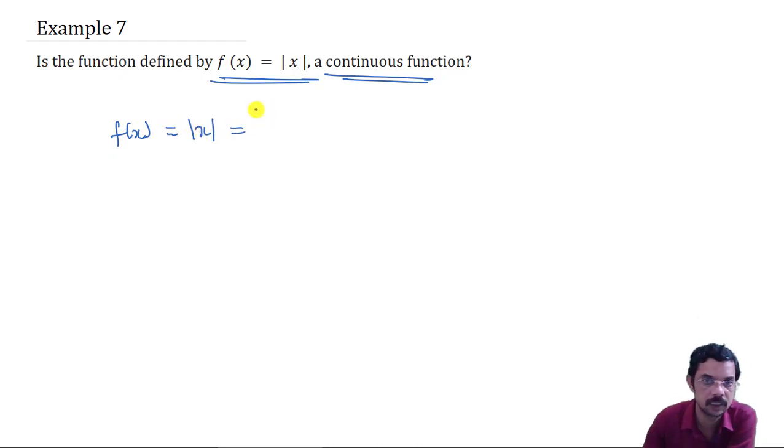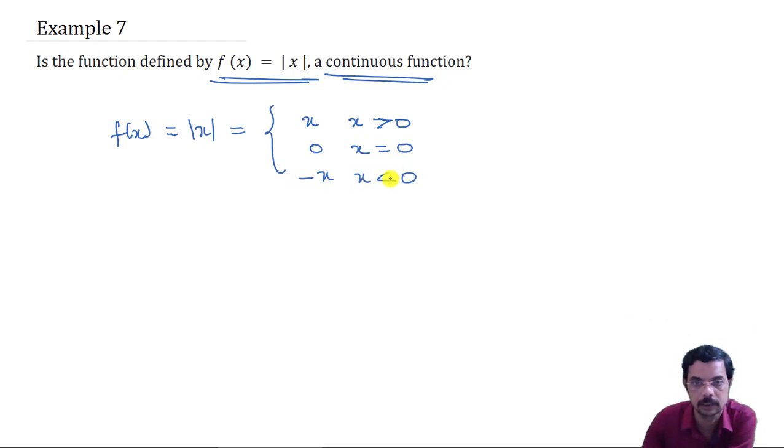What is modulus of x? Modulus of x is a piecewise defined value. It is equal to x when x is greater than 0, it is equal to 0 when x is equal to 0, and it is equal to minus x when x is less than 0, right? It is defined like this. Now let me take any value which is less than 0. Let c be a negative number.